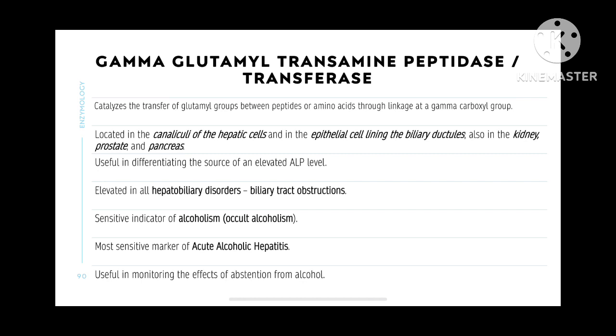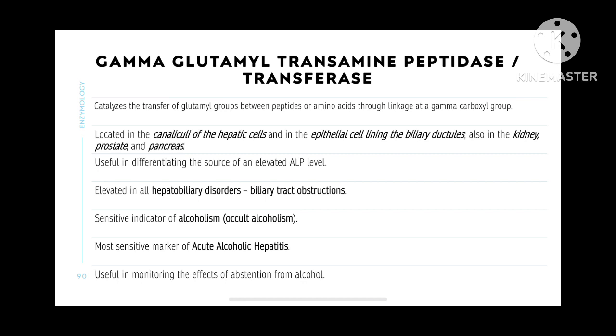GGT assays are useful in monitoring the effects of abstention from alcohol and are used as such by alcohol treatment centers. Levels usually return to normal within 2 to 3 weeks after cessation, but can rise again if alcohol consumption is resumed. Because of the susceptibility to enzyme induction, any interpretation of GGT levels must be done with consideration of the consequent effects of drugs and alcohol.